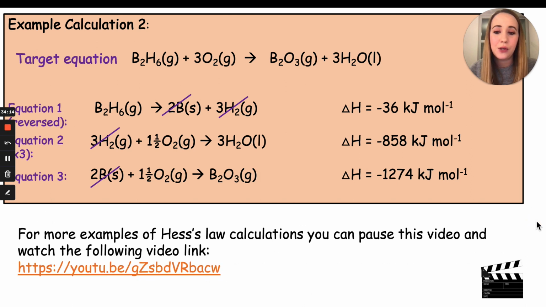If you want some more worked examples than the two that we've gone through in this video, you can pause the video here, or actually just watch it after this video because we're nearly finished. There's a link here to a video on YouTube which takes you through lots of other examples of this calculation. So if you want a little bit more practice with it before you try any on your own, I would suggest you watch the video and try a few more.